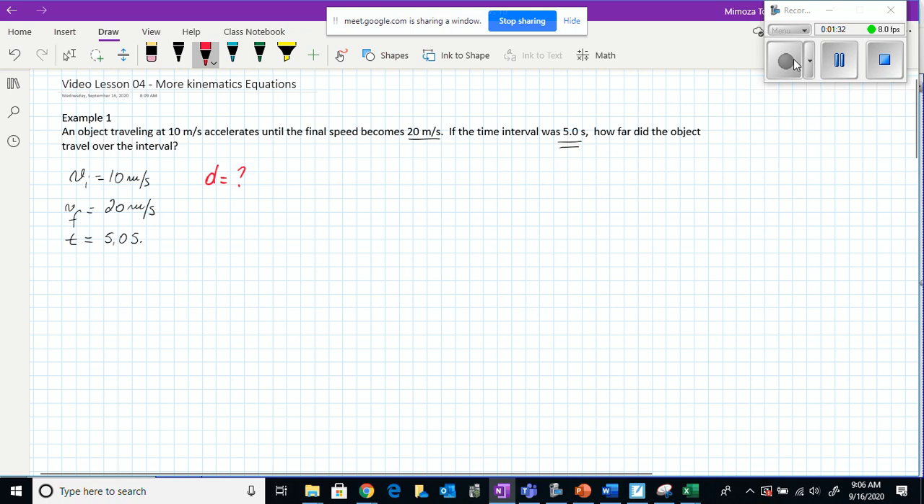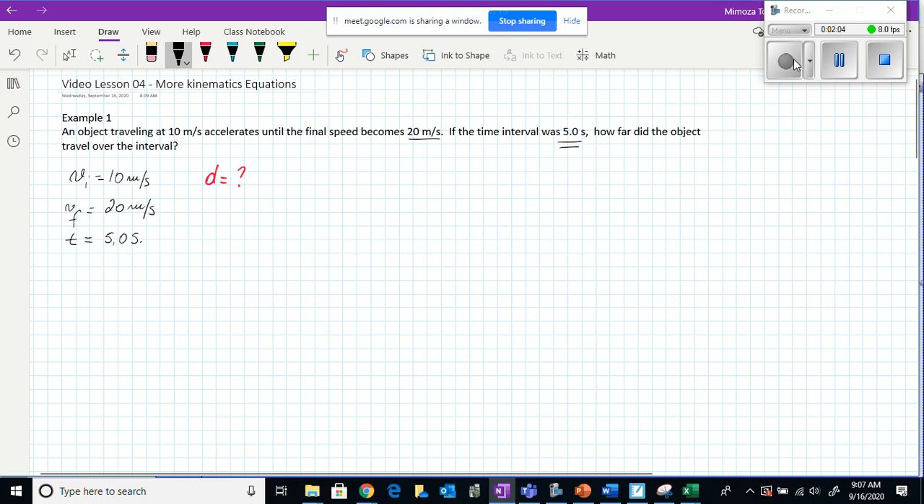Now you see here that we are ignoring the vector sign, because the assumption that we are making in this question is that the object is moving in the same direction. Every time you see that the direction is not mentioned in a question like this, what you have to think is that the object is moving in one direction.